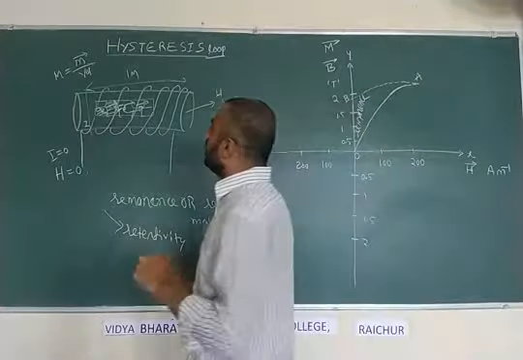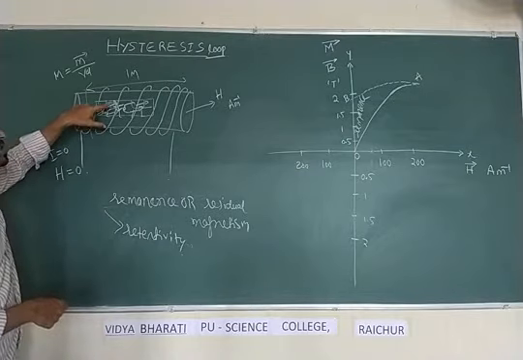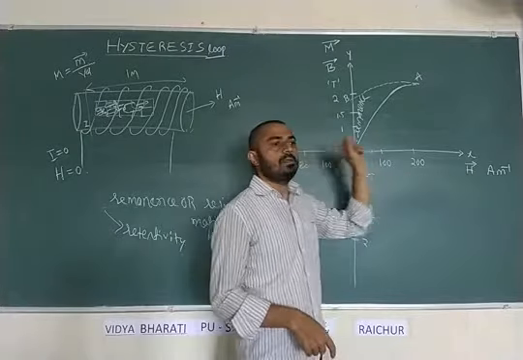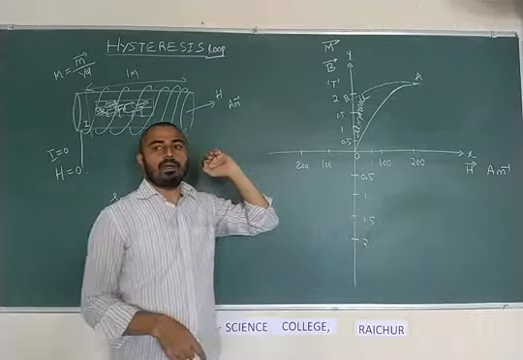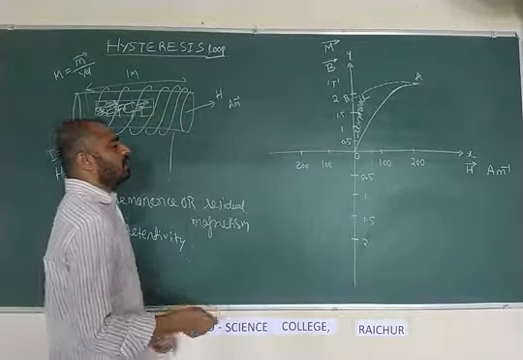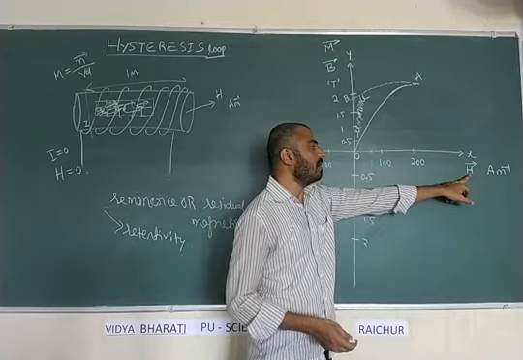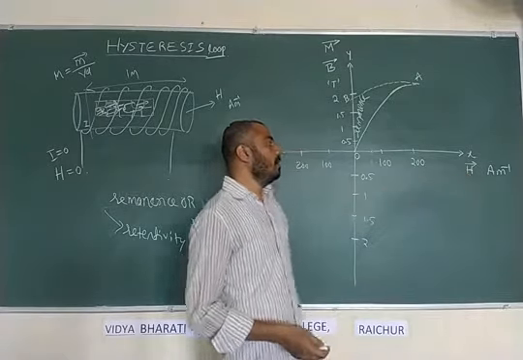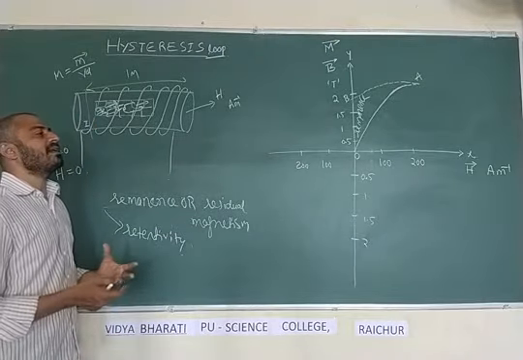Retentivity. That ability of the material, because of which it can retain or sustain some amount of magnetism even after making H equal to 0. That is called the retentivity of a material. Now, even on making H value 0, it's not possible to bring that converted iron into its original situation. That's why, to make that residual magnetism 0, I start increasing current in a reverse direction.